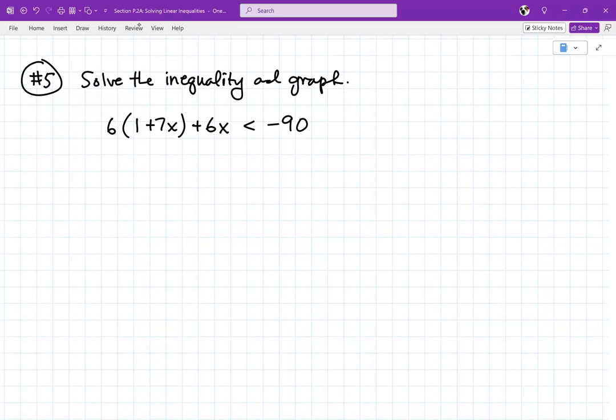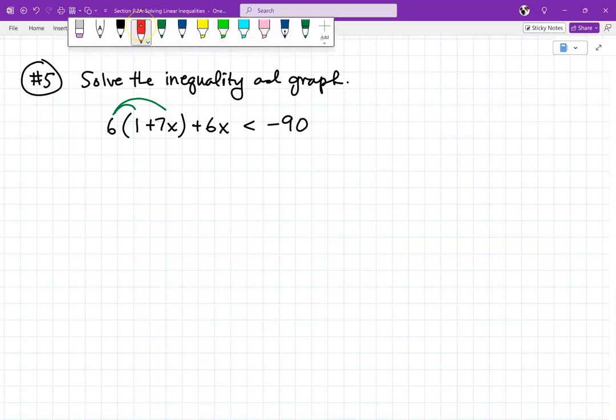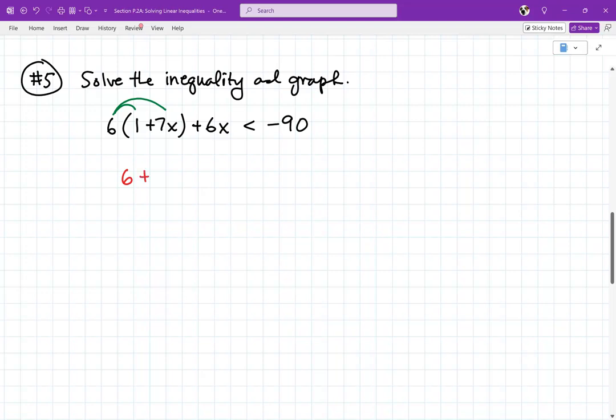We're going to solve the inequality and graph. Notice it's getting a little bit more busy. We're going to distribute. So 6 times 1 is 6, plus 6 times 7, that's 42x, plus 6x is less than negative 90. On the left side, I have like terms, 42x plus 6x, that's 48x. So I'm going to write 6 plus 48x less than negative 90.